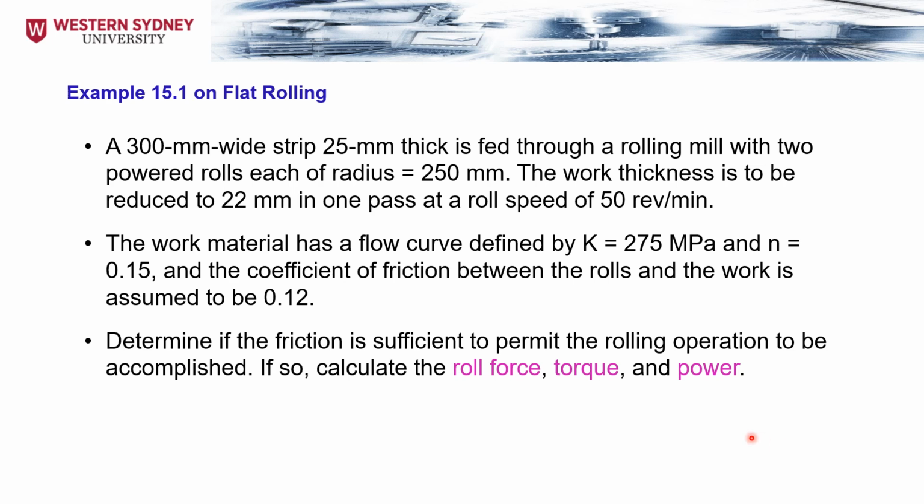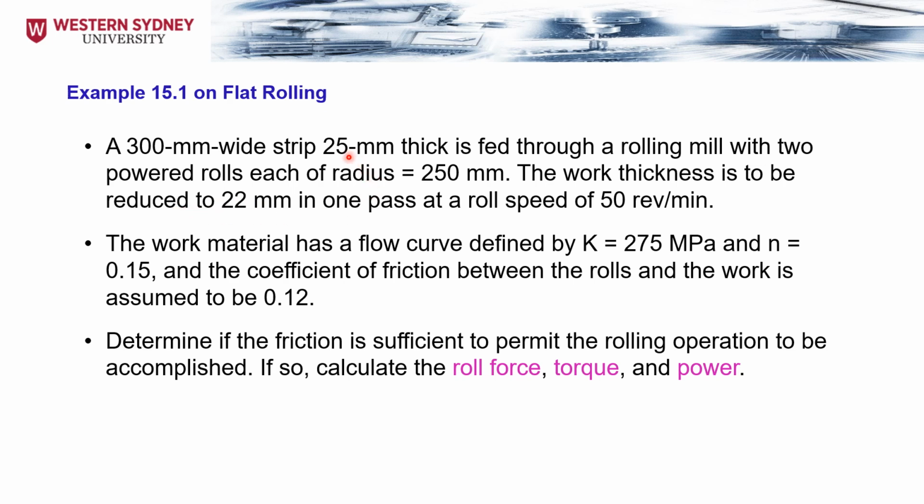Now, the final example we're going to have in today's session is about flat rolling. We have a 300 millimeter wide strip with 25 millimeter thickness that is going to be fed through a rolling mill with two powered rolls. Each has a radius of 250 millimeters. So far we know the width, the original thickness, and the R value, the radius of the roll. The work thickness is going to be reduced to 22 millimeters.